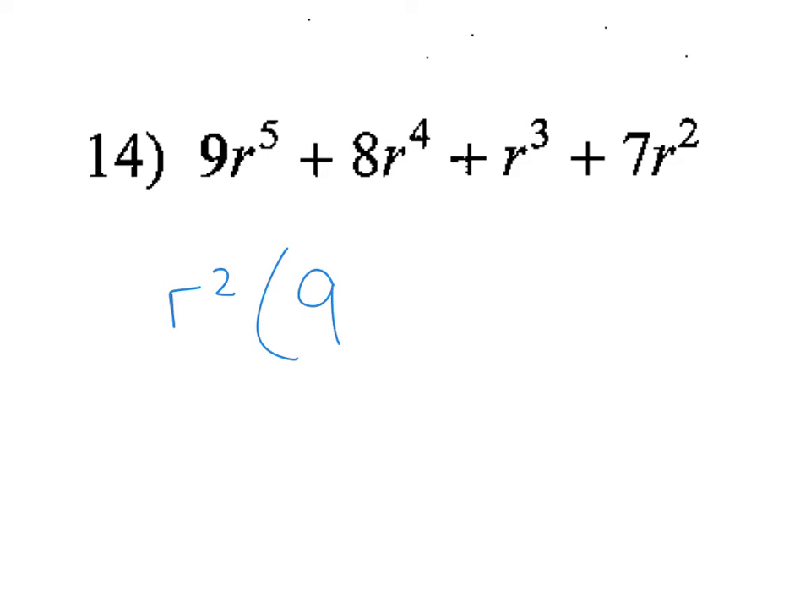So I've got the 9 still. Now I pulled 2 out, which means I've got 3 r's left over on that first part. I've got 8. There are 4 r's. I pull 2 out. I have 2 left. And then r to the third, I pull out 2 r's. I have an r left. So then plus 7, both r's came out. So there's no r's left on that one. Okay.